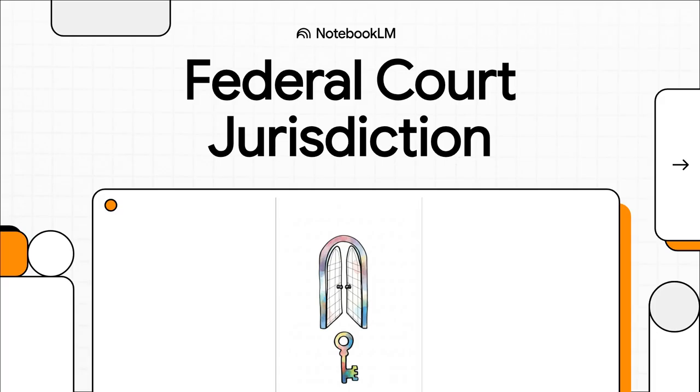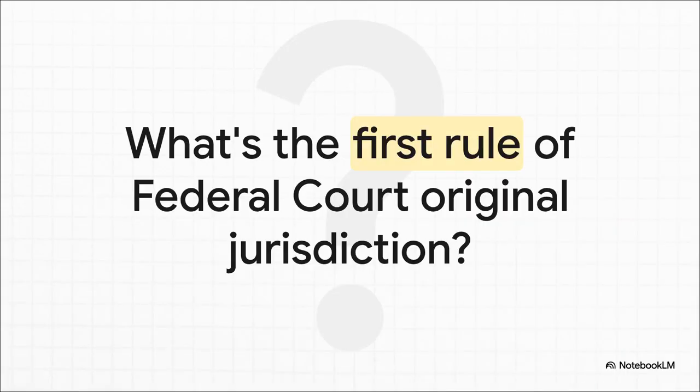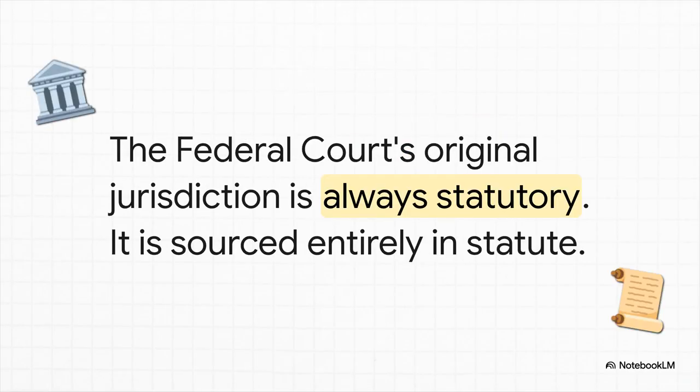Let's do this. So, I want to start with a question. The one question that you need to have tattooed on the inside of your brain every time you see a problem question about the federal court. What is the single most important rule of its original jurisdiction? And there it is. The answer is that simple and it's that absolute. It is always statutory. The federal court has zero power, no authority whatsoever to hear a case unless a specific act of parliament gives it that power. This is the bedrock. Everything else we talk about is built on this one idea.